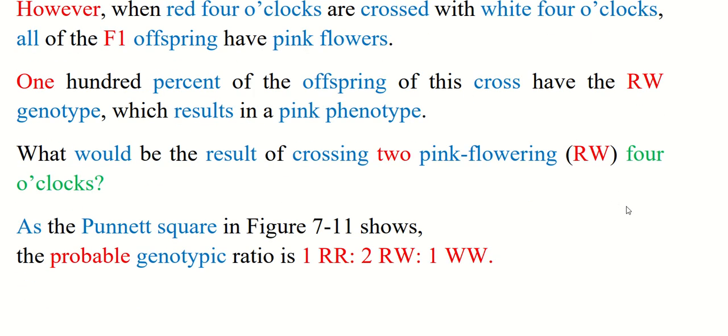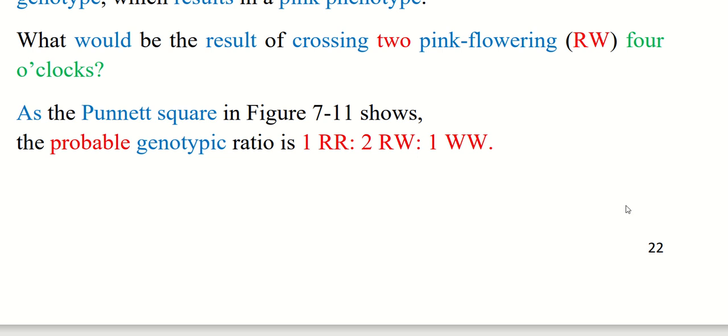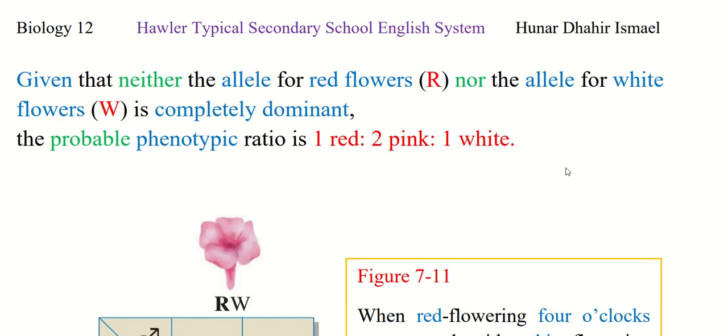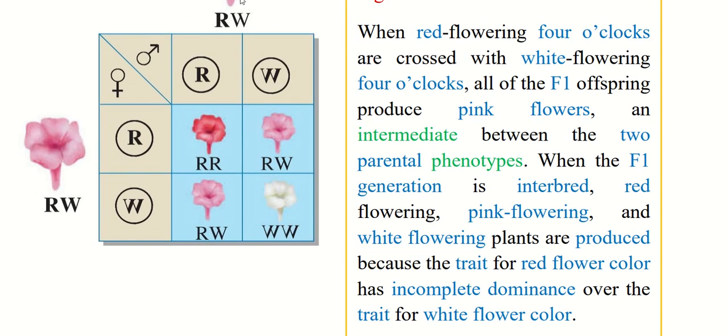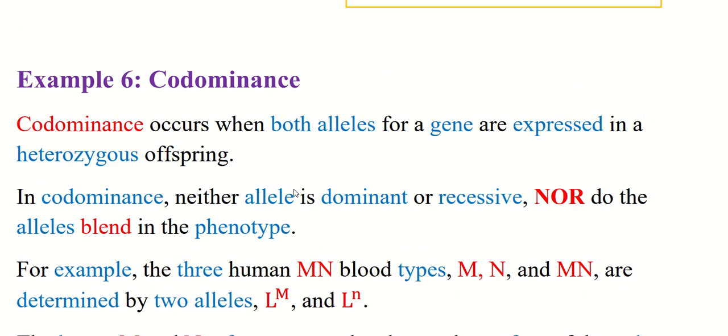What would be the result of crossing two pink flowers, RW four o'clock plants? As the Punnett square in figure 7.11 shows, the probable genotype ratio is 1 RR, 2 RW, 1 WW. Given that neither the allele for red flower nor the allele for white flower is completely dominant, the probable phenotype ratio is 1 red, 2 pink, 1 white. So here we have pink crossed with pink, and we get 1 red, 1 white, and 2 pink.